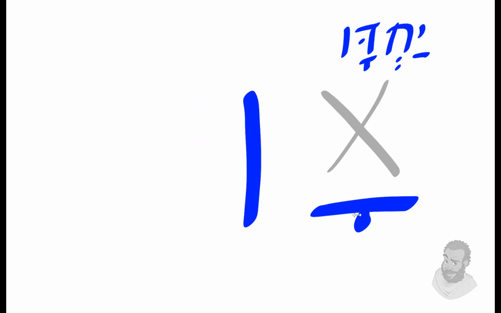Sometimes it's spelled this way. It's still ow, as in yahdaw. This means together. Yahdaw. Without the yod or with the yod, it's still the same.